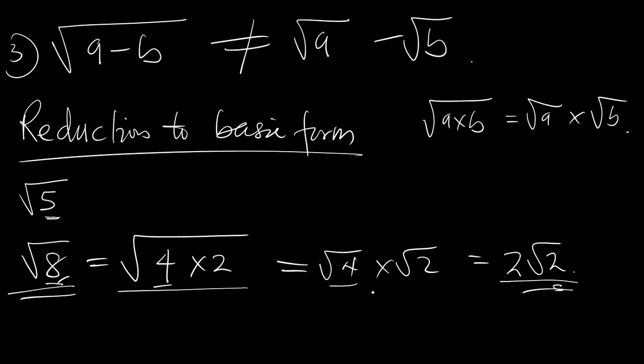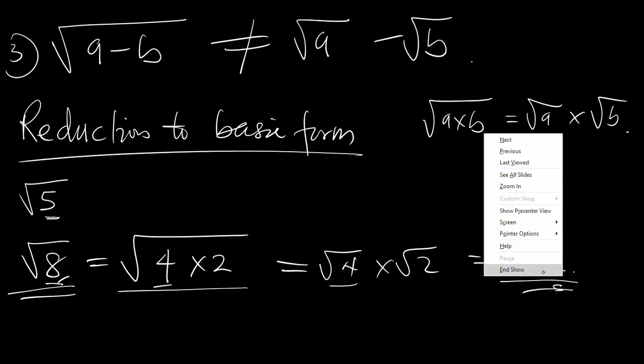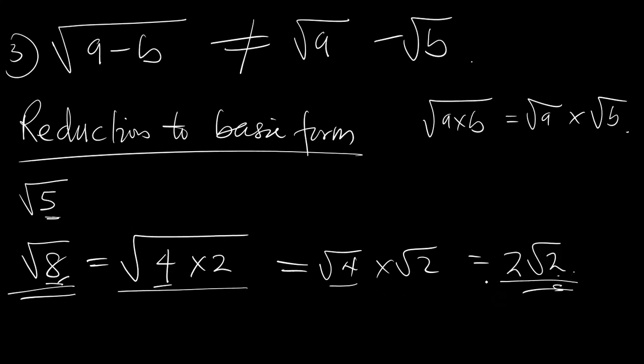So this is the basic form of this surd. Now you will reduce it in such a way that it will have a value in a root that does not have a perfect square. Like this 2 doesn't have a perfect square in it. So we have reduced it to the basic form. Now let's look at some problems that you may be asked to reduce into the basic form. Let me just say, simplify.